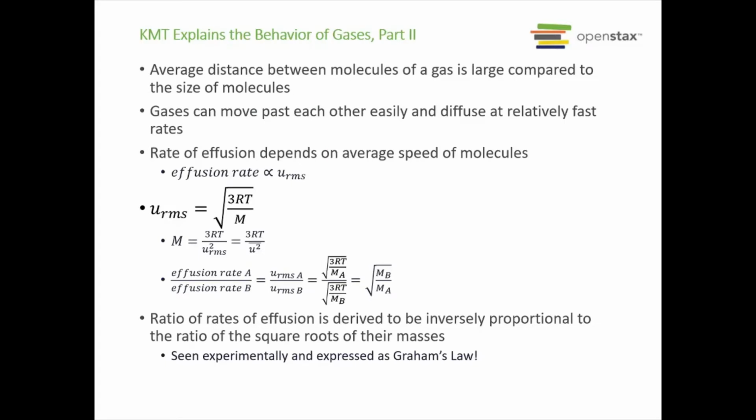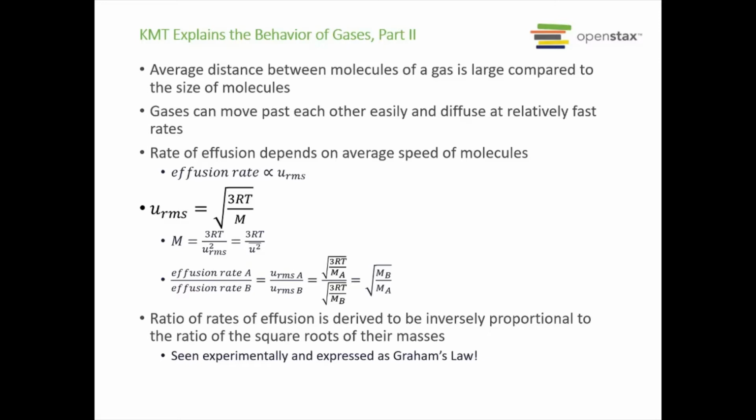So the last is looking at how KMT explains the behavior of gases, part 2. The average distance between molecules of a gas is really, really big compared to the size of the actual gas particles. So the gases can really move past each other super easy, and they can diffuse at pretty fast rates. But the rate of effusion is going to depend on the average speed of the molecules. So the effusion rate is directly proportional to the RMS speed.